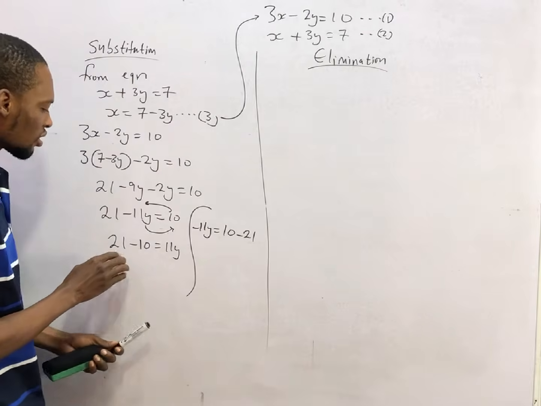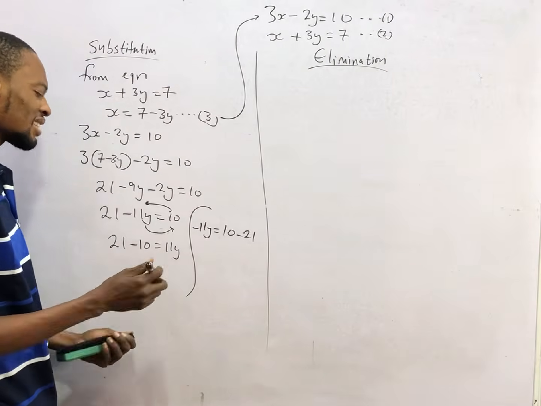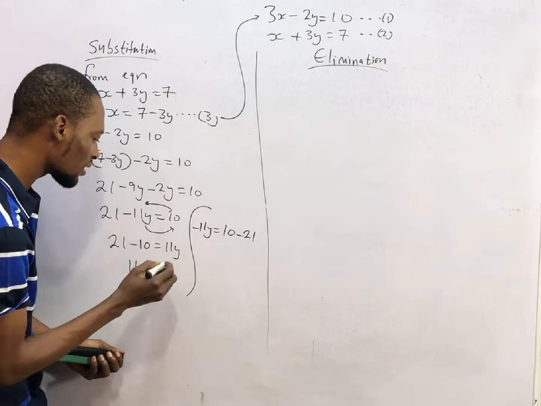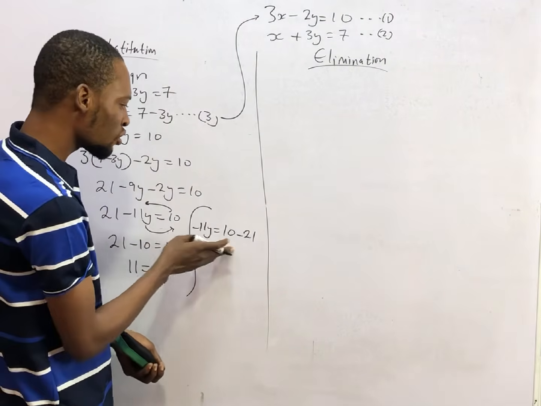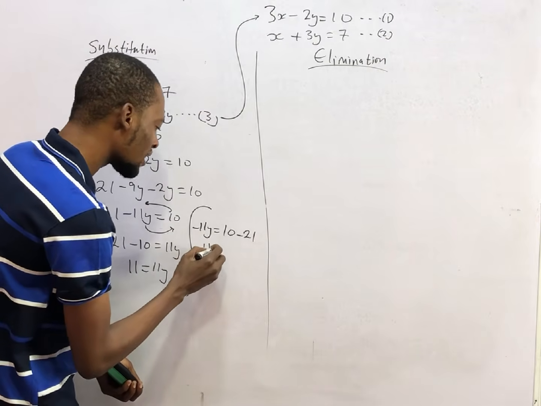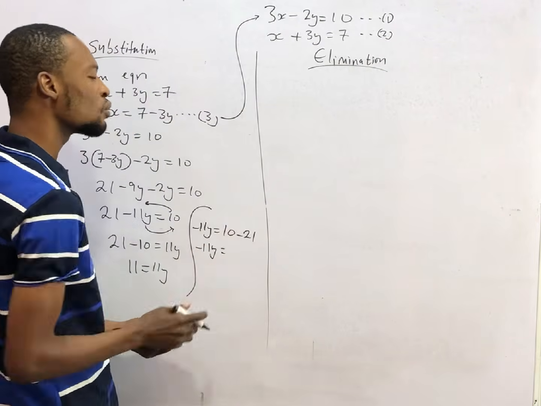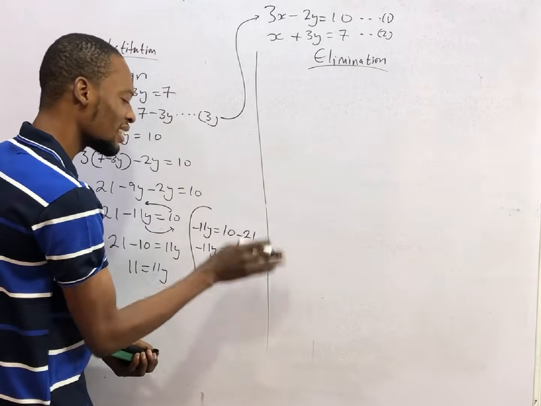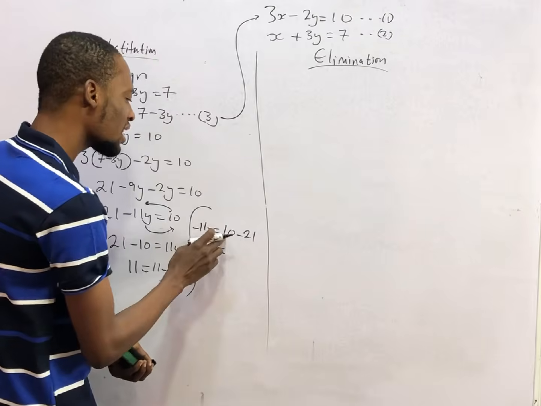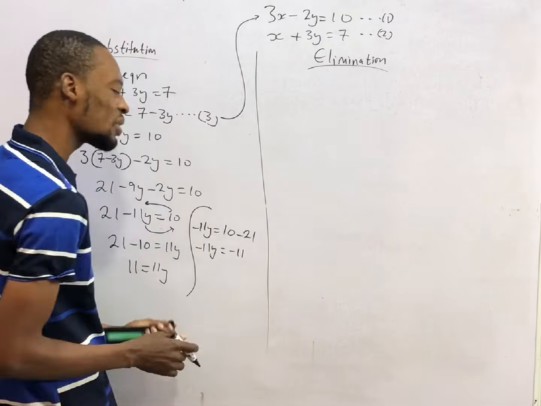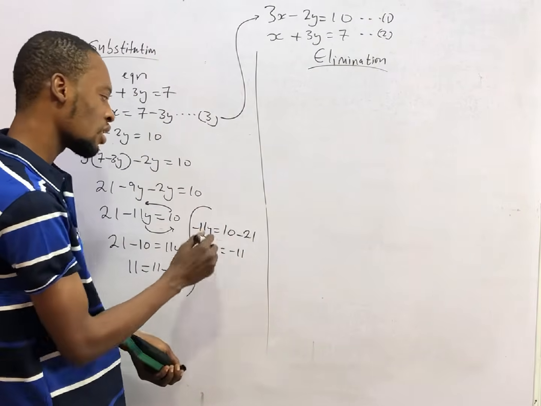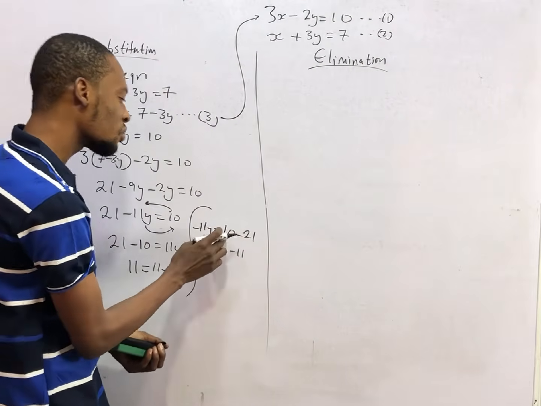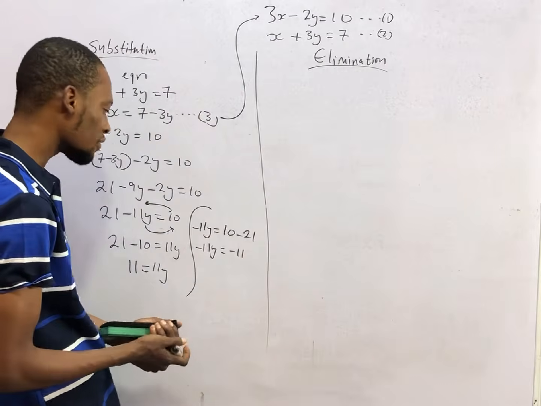From here, 21 minus 10, that is 11, I guess. So 11 equals 11y. Now, if you are using this one, minus 11y equals 10 minus 21. You have 10 and you borrowed 21. Once you pay back the 10, you are still owing 11. So 10 minus 21 is minus 11, because 10 is smaller than 21.